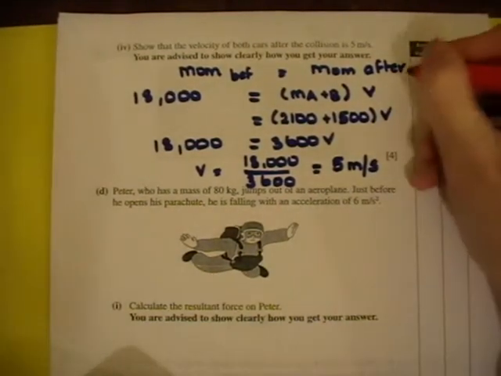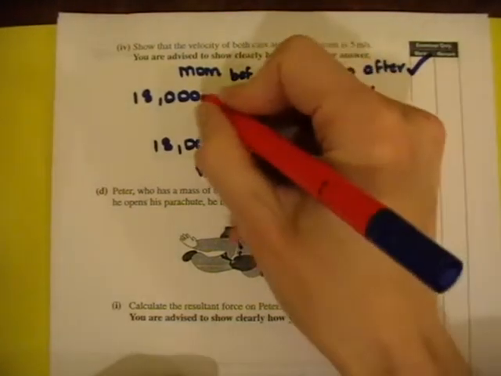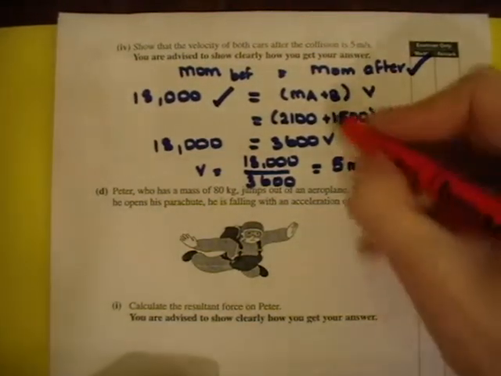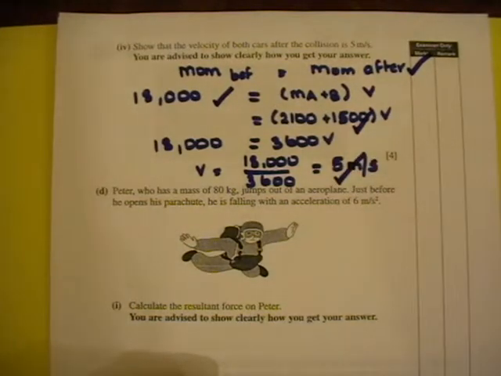So you get 1 mark for stating this. You get 1 mark for recognising that this is 18,000. 1 mark for adding your two masses together. And then 1 mark for your answer.